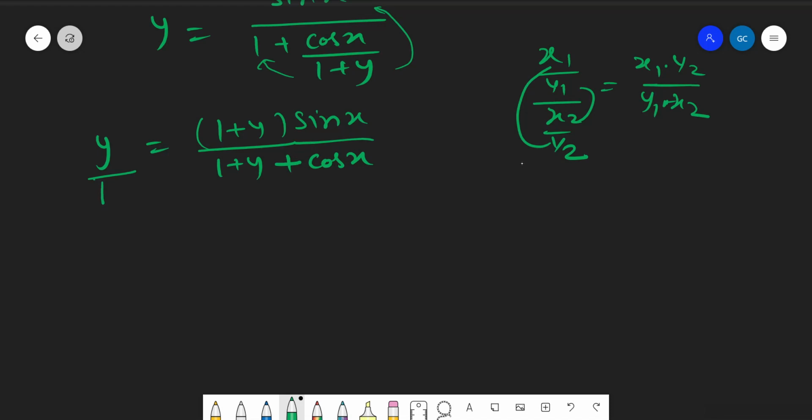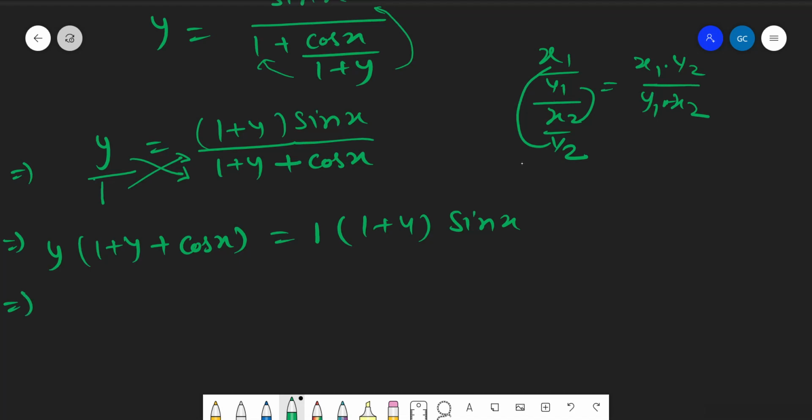I can write this as this, right? Now we will multiply this one. So it will become y times 1 plus y plus cos of x is equal to 1 times 1 plus y sine of x. Again, what we can write is y, and take it inside, so y square plus y cosine of x is equal to, so now let's multiply, so it will become sine of x plus y sine of x, right?